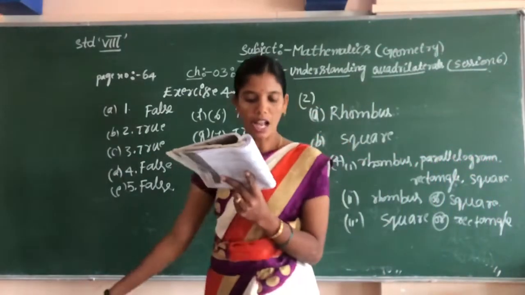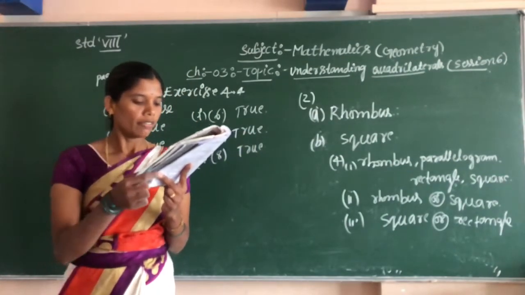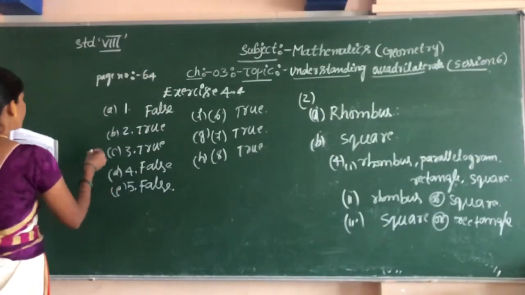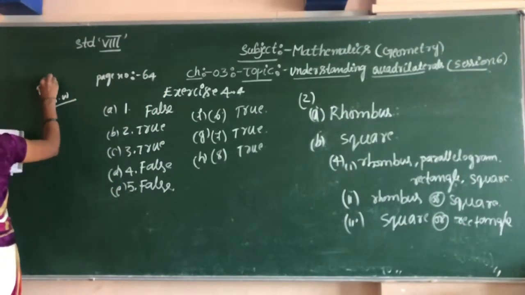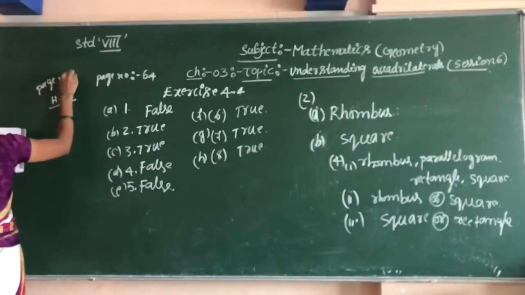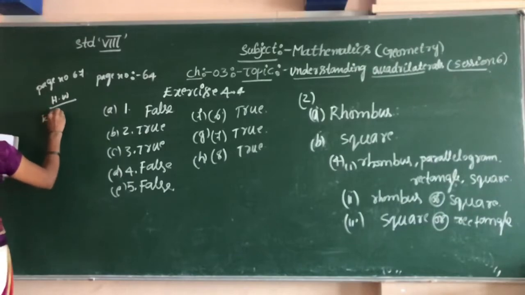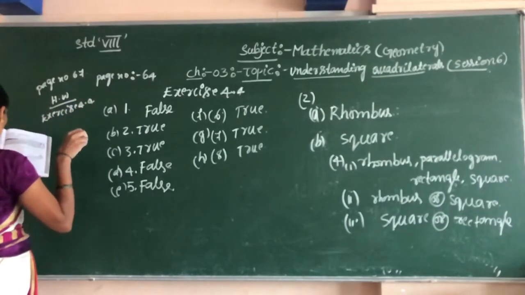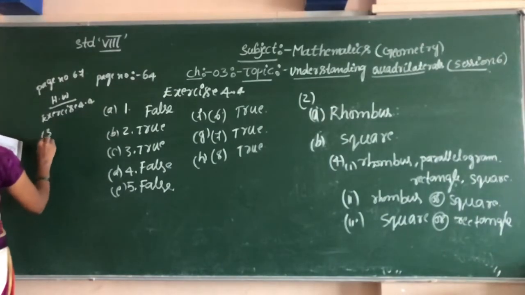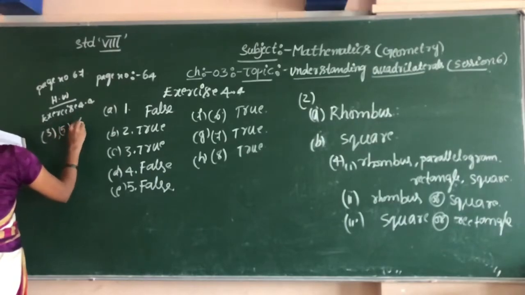Okay, I will solve 3 problems. To do the homework, which one? Homework, page number 67, exercise 4.4. We do the homework: third question, fourth, fifth and sixth question.